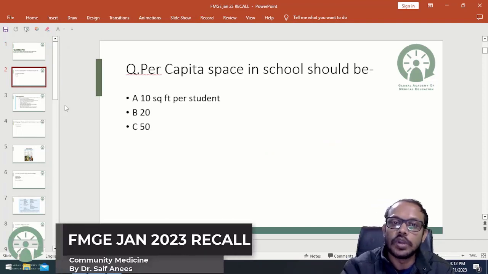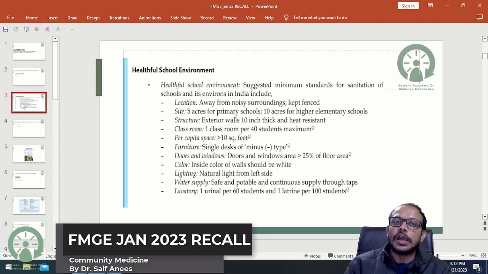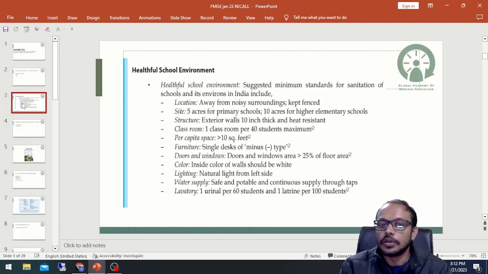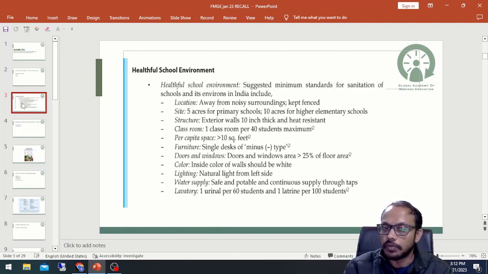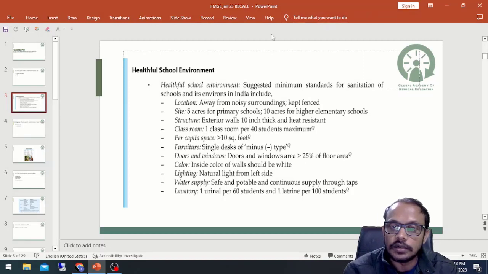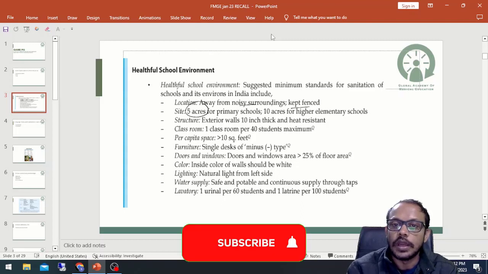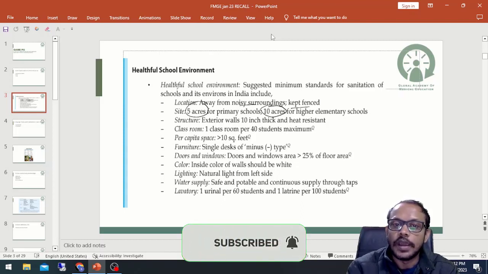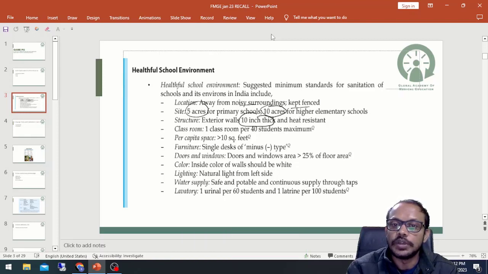So, the healthful school environment is a very important topic, and you should know the criteria of the healthful school environment. Here the criteria: the location should be away from noisy surroundings, and it should be fenced. 5 acres is the minimum area for a primary school, and 10 acres for elementary schools. Exterior walls should be 10-inch thick and heat resistant, so that internal temperature is maintained. And maximum 40 students per classroom, not more than 40 students per class.